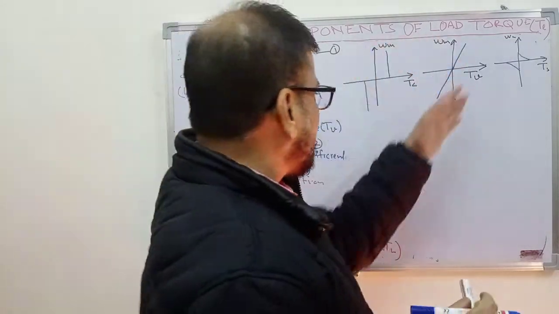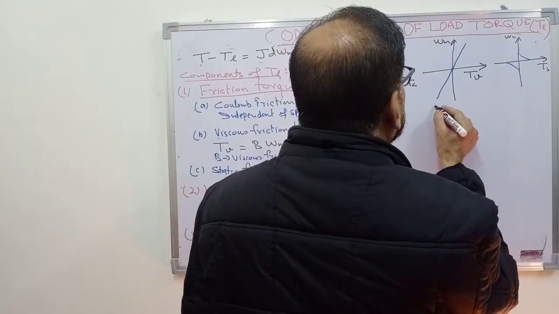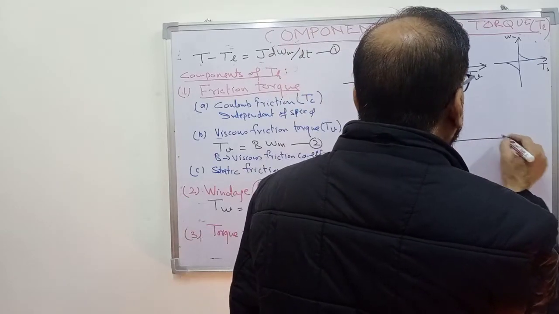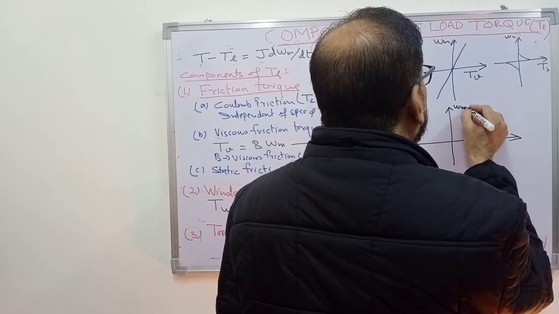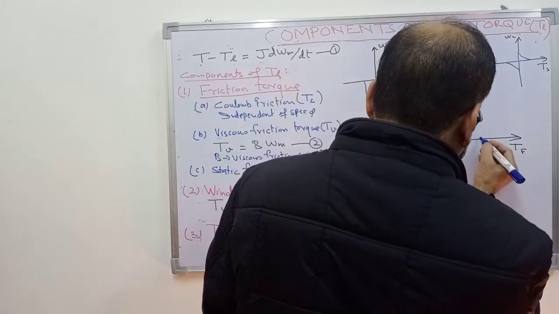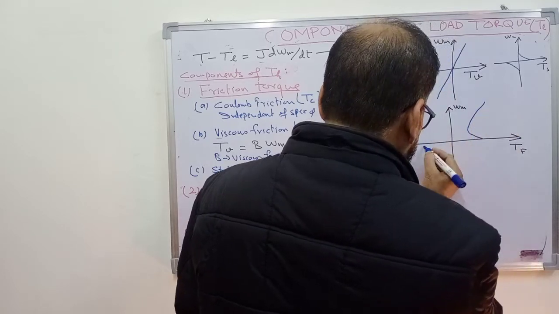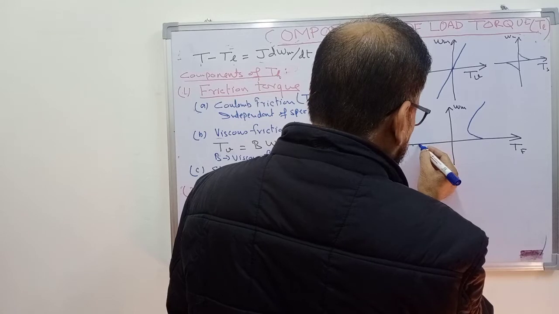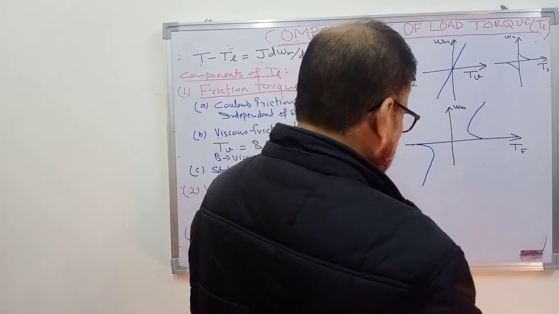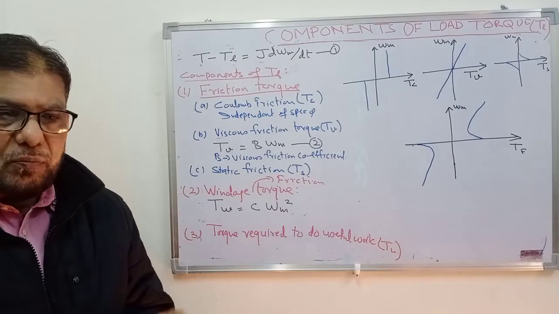If you combine all these friction torques, you will get a curve like this. This you can call the net friction torque Tf that the motor has to overcome. So it is like this. In both the directions, curves are identical. So this is the net friction torque that the motor has to overcome.